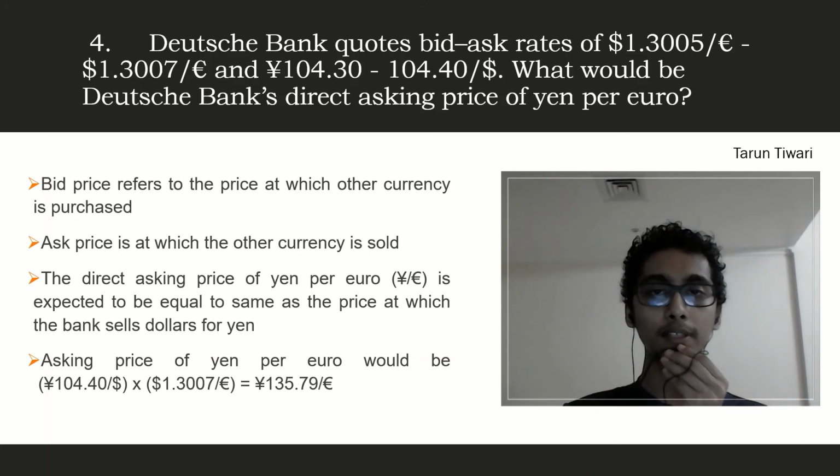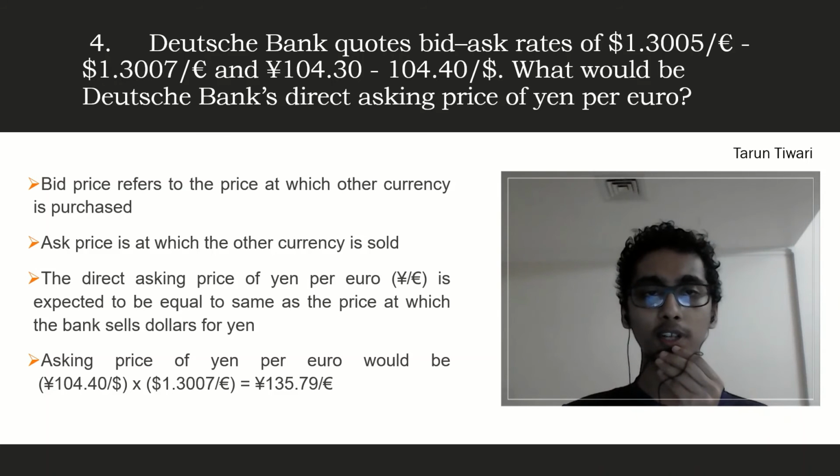Bid price and ask price are two important terms used in the currency market. Bid price refers to the price at which a currency is purchased, and ask price refers to the price at which a currency is sold. Ask price is always greater than the bid price for dealers to earn a profit. In this case, the direct asking price of yen per euro is the amount of yen that the bank charges for buying euros with yen.